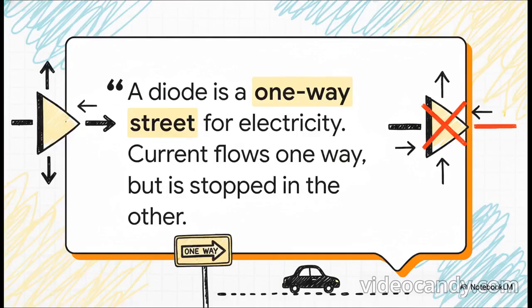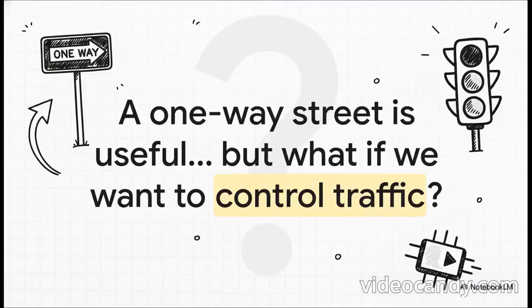It means a diode is basically an electronic one-way valve. It's a one-way street for electricity. Current can flow through it one way, no problem. But try to go the other way? Nope, the road is closed. And this simple little one-way street is our first big piece of the puzzle.